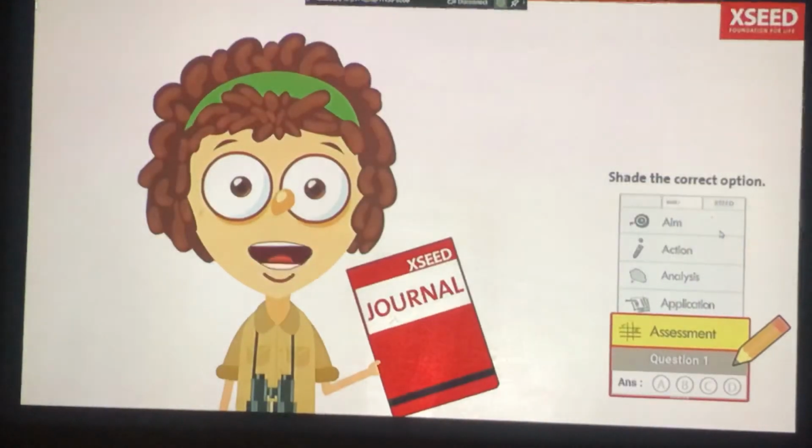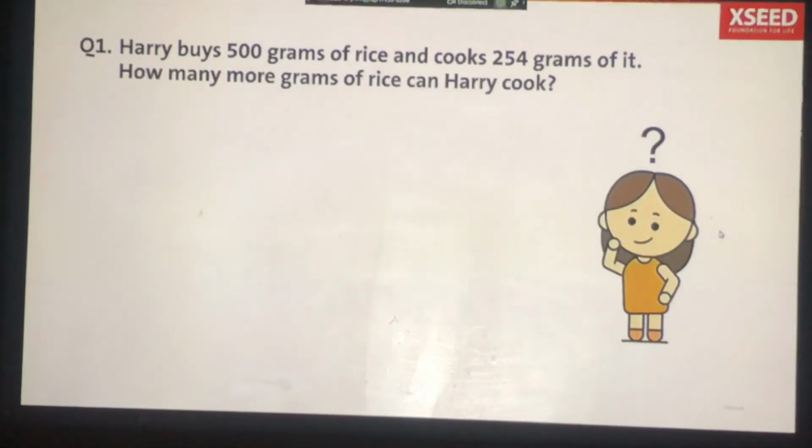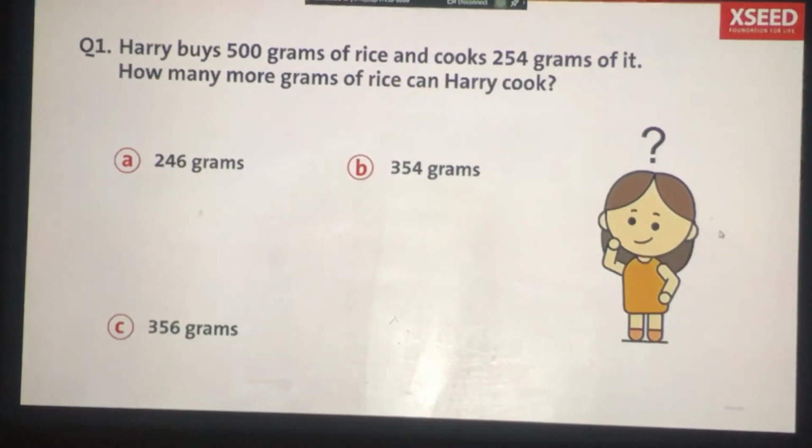Shade the bubble for the correct answer in your journal. Question 1. Harry buys 500 grams of rice and cooks 254 grams of it. How many more grams of rice can Harry cook? A. 246 grams. B. 354 grams. C. 356 grams. D. 754 grams.